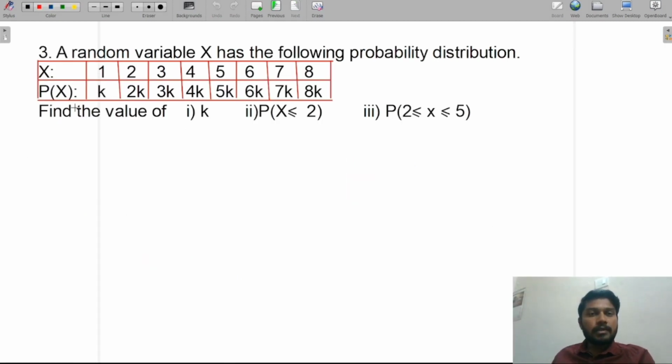What is the question asking here? A random variable capital X has the following probability distribution. See, I forgot to tell you one thing. In this discrete random variable, there are two different types of questions we are having. Can you guess what is meant by the two different types?